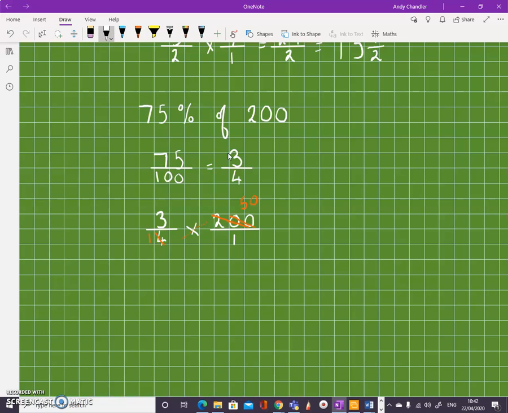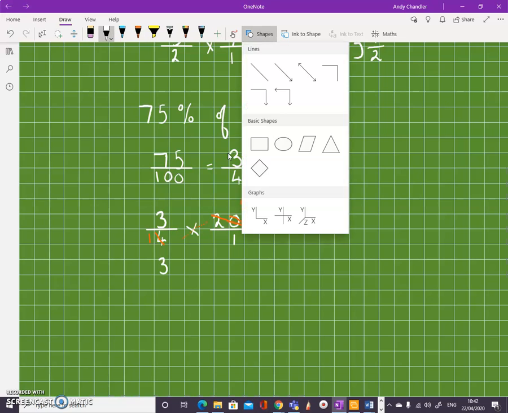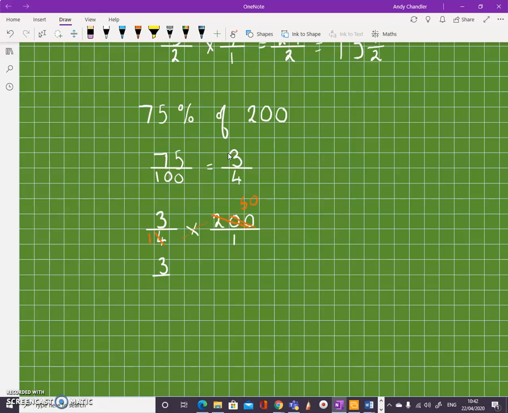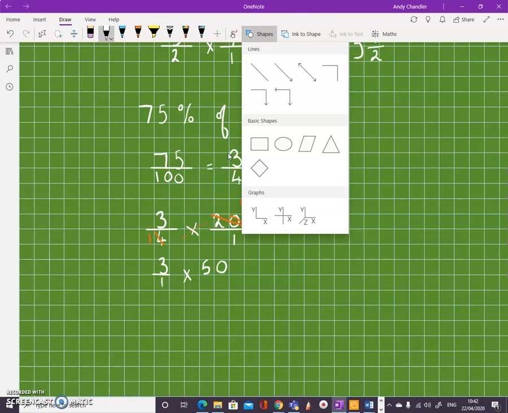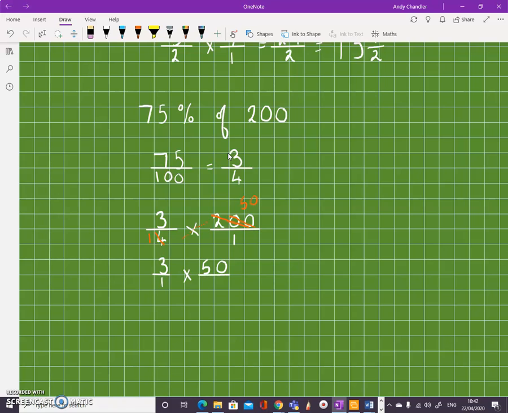New question then is 3 over 1 multiplied by 50 over 1. Multiplying straight across, 3 times 50 is 150. 1 times 1 is just 1, so my final answer is 150.